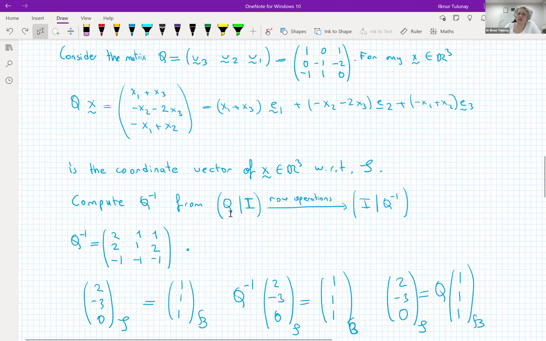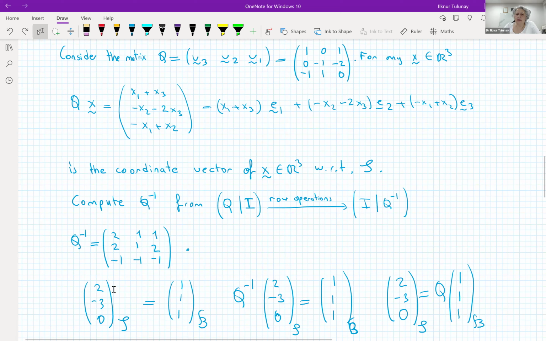So I would like to remind you how to calculate the inverse. You just write Q I and you apply the row operations. The left-hand side will be the identity, and the right-hand side, the matrix that you obtain, will be the Q inverse. So this line is just recalling how to calculate the Q inverse of the matrix Q, which is that one.